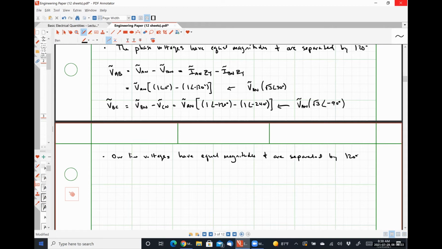So we never really have to analyze the full circuit ever again for a balanced system, okay? So what I'd like to introduce now is what's called the single phase equivalent circuit.